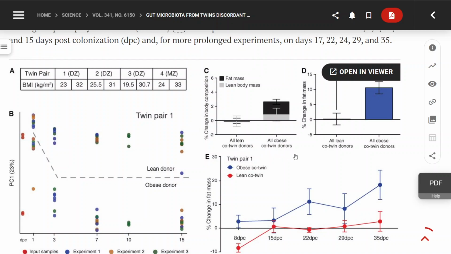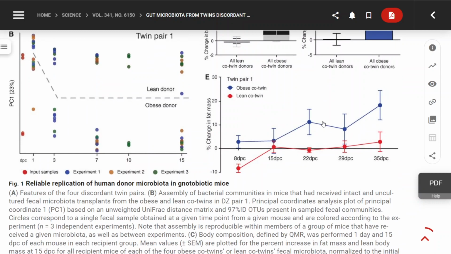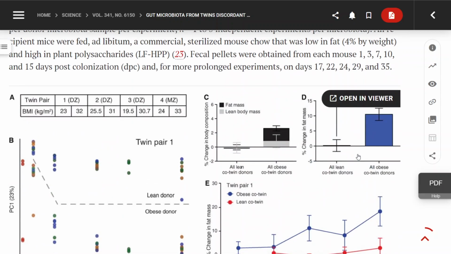When they got the microbiome from the obese twin, they gained a significant amount of fat mass as well as lean body mass. So they just became bigger, but proportionally they gained a lot more fat than lean body mass. If you look at changes in fat mass, the lean donors, no change. The obese donor mice went up about 10 to 11% in fat mass. Again, if you look at changes in fat mass, the obese twin, you see an increase, and the lean twin, no change. Now, that's very interesting.